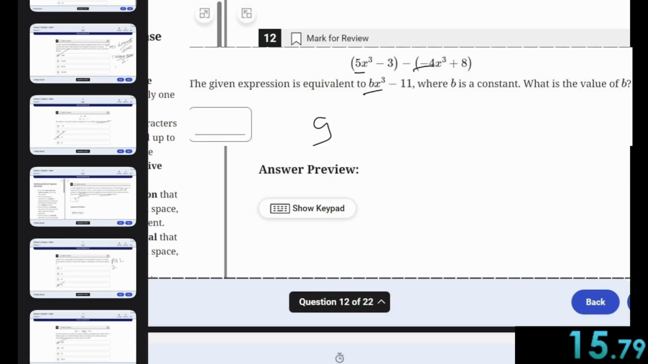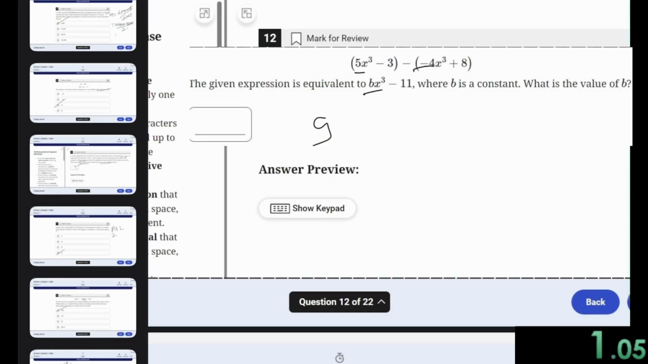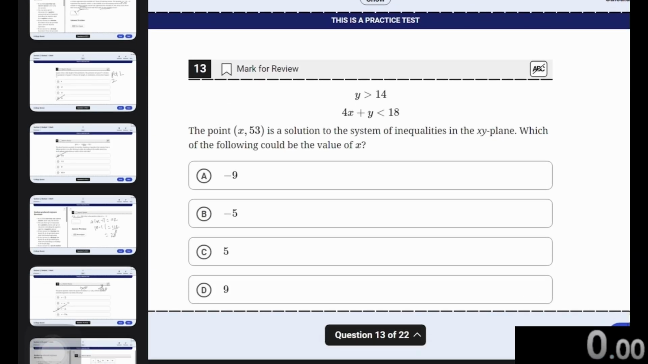Done. Next, what are we asked? We are asked the value of b, and b is what? Coefficient of x cube. So 5 plus 4, 9. Okay, next one. We are asked when y is 53, what is the value of x?